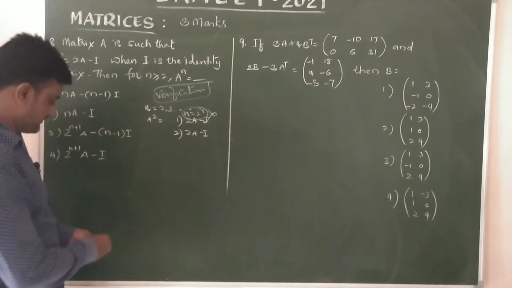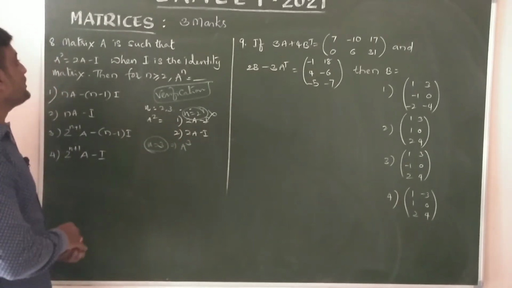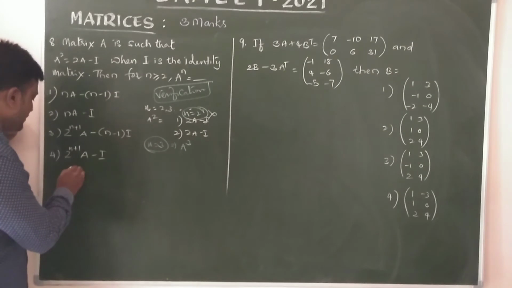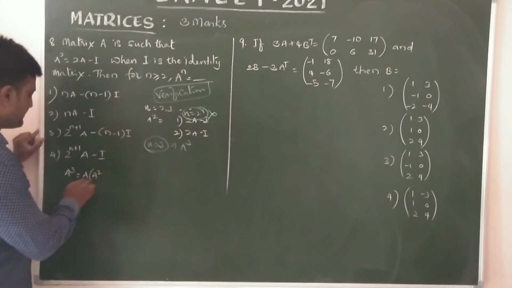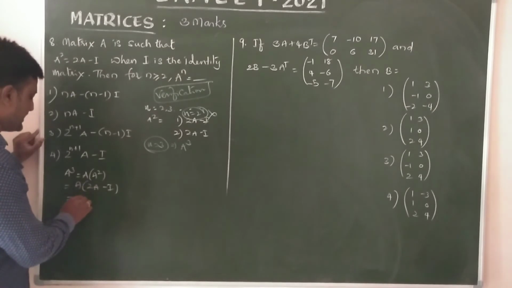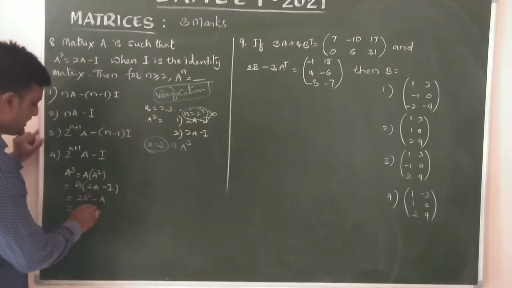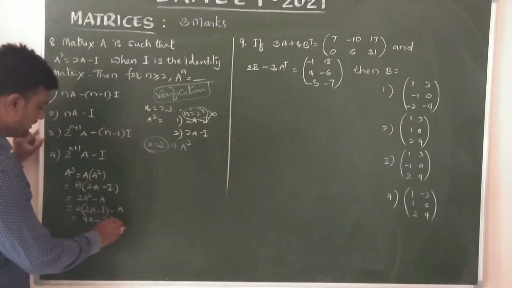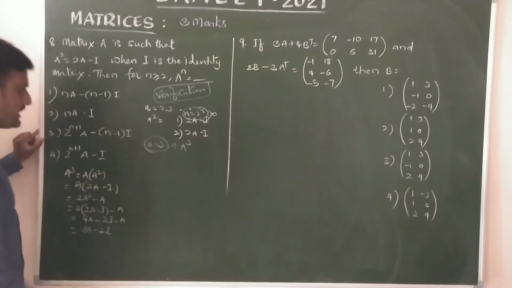If n equals 3, then what about that? A cube, actually A cube equals what by the problem? A cube equals A into A square. Then A square equals 2A minus I. Then A into 2A equals 2A square, minus A into I is A. Then again A square equals 2A minus I, minus A. 2 into 2 is 4A, minus 2 into I, 2I, minus A. 4A minus A equals 3A minus 2I.